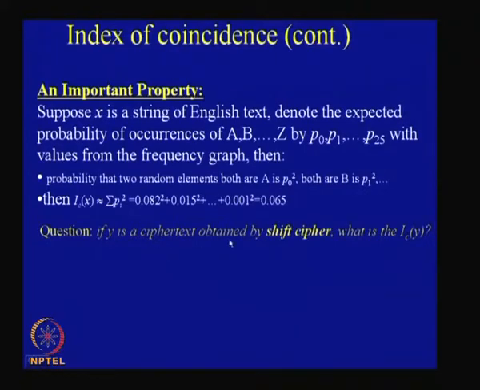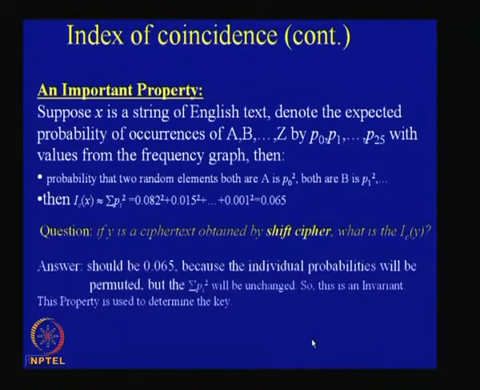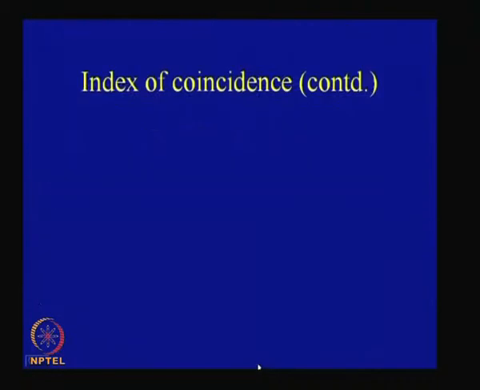So now if y is the ciphertext obtained by a shift cipher, then what is ICY? That is the question, okay. If I take x and transform this x by a shift cipher, then what will be the ICY? Note one thing: if you take a shift cipher, then every alphabet is just permuted, right? The frequency distributions as such do not get changed. So therefore the ICY should not change, and it should remain 0.065, because the individual probabilities will just be permuted, but the sigma pi square will not change, that will remain invariant. So this property is exploited to determine the key value.